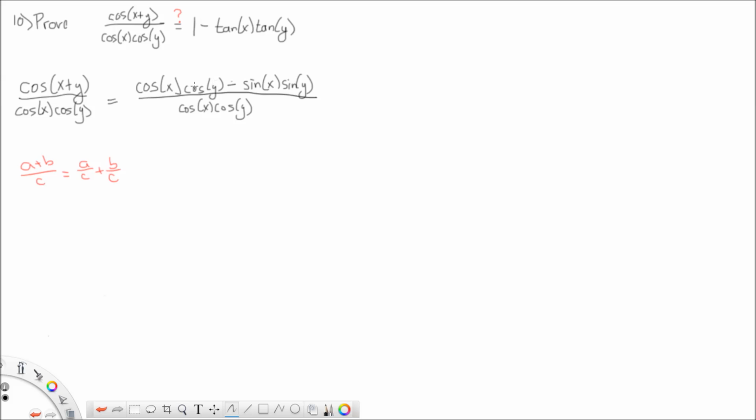Alright, so we're going to use this to our advantage here. This piece here, cosine x cosine y, is our a, this sine x sine y is our b, and then cosine x cosine y in the denominator is our c. So we're going to need a, which is cosine x cosine y, over the denominator, which is cosine x cosine y. And then we have to split over the subtraction, and now we have the second part of the numerator, sine x sine y, over the same denominator, cosine x cosine y.